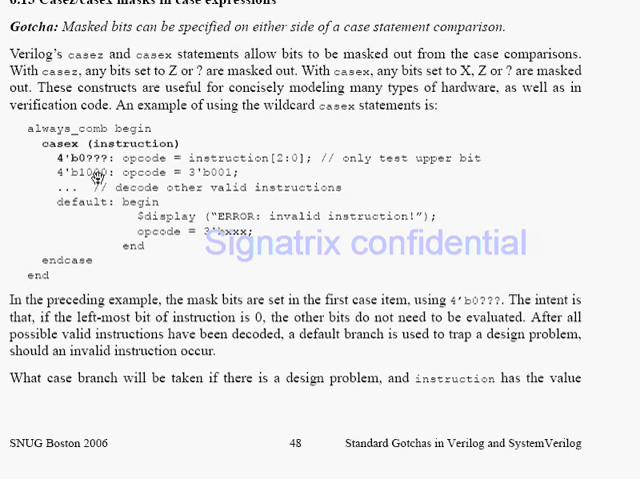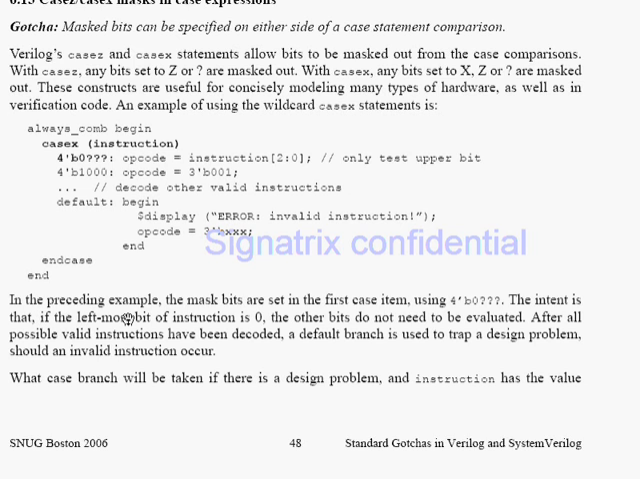always_comb begin case x (instruction). Okay, so in instruction 4'b1???, the opcode is instruction[2:0], only test the upper bit. If 4'b0???, opcode is 3'b001. Then after that you have decoded some other information. At last, default: begin $display error, invalid instruction, opcode is 3'bxxx.